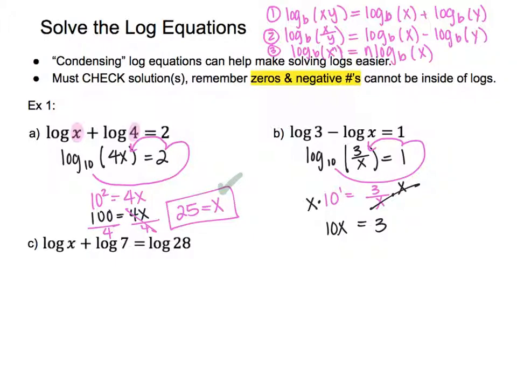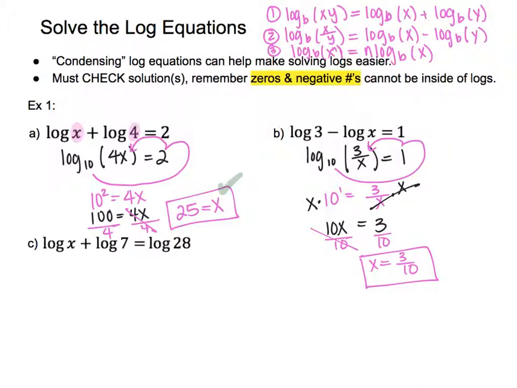Oh, would you look at that? Now this looks normal to me. And so now I have to get this 10 out of the way, so I'm going to divide by 10. And that cancels, and x is equal to 3 over 10. And you can write that as a decimal, but I think I'm okay with a fraction.